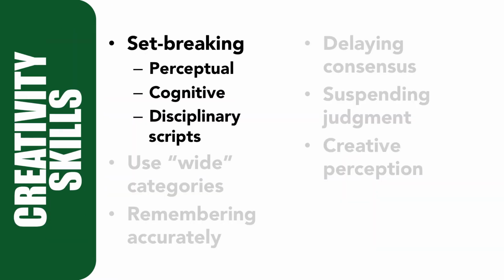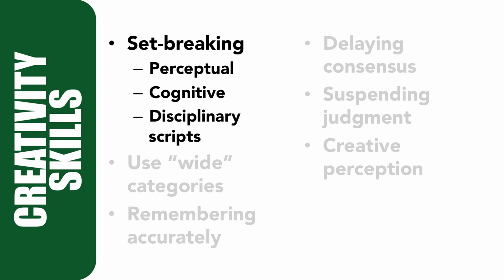Amabile breaks these creativity skills down into a couple of different sets. First of all is set breaking. And there's perceptual, cognitive, and disciplinary set breaking. So perceptual has to do with functional fixedness. The way you could think about this is the traditional creativity tests, right? How many uses are there for a paperclip?